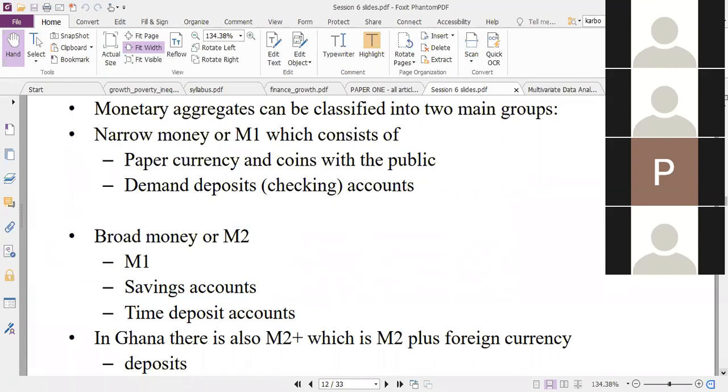Okay, so what I was saying is that broad money consists of M1. So basically, it will be paper currency and coins with a public demand deposit, savings account, and time deposits. Please, you get it? Yes, sir. All right, thank you very much.